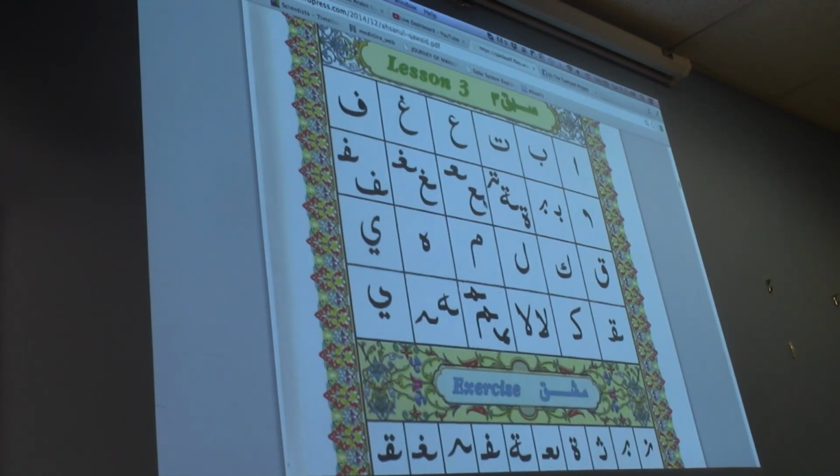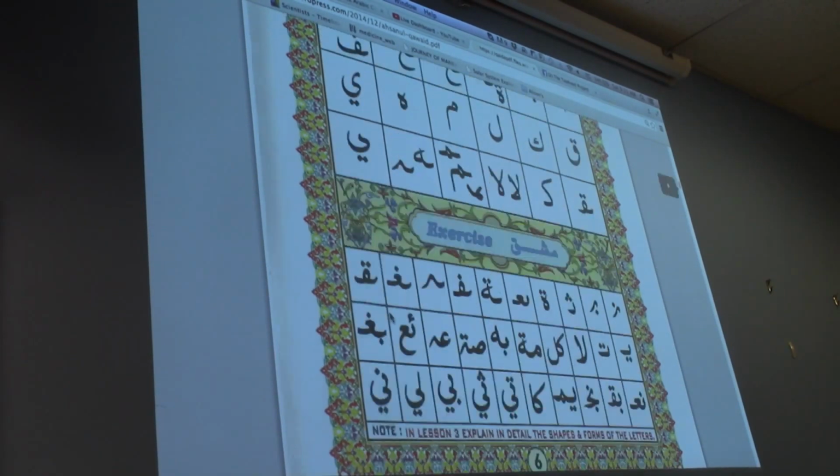Then we have ayn, the different ways ayn looks. Likewise with ghayn. Fa. Qaf. Kaf. Kaf looks totally different. Lam. Lam and alif, la. Meem, different ways meem looks. Ha, how ha looks, and yeah.